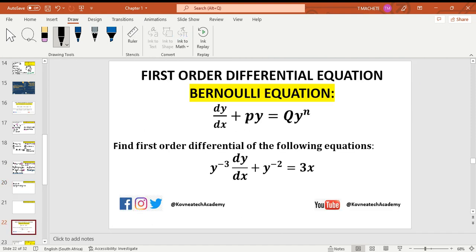Okay, now let's move to Bernoulli equation. Bernoulli, it's a bit different from the previous equations.